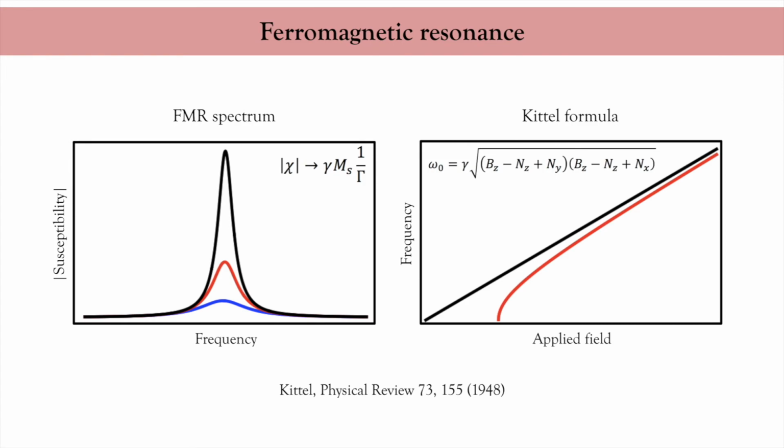These two figures outline the characteristic features of ferromagnetic resonance. First, the norm of the susceptibility shows this characteristic Lorentzian shape, whose full width at half maximum is proportional to the damping coefficient. The magnitude of the susceptibility at resonance is inversely proportional to the damping. So, the larger the damping, the broader the peak. The resonance frequency can be tuned by applying an external field, following the famous Kittel law.